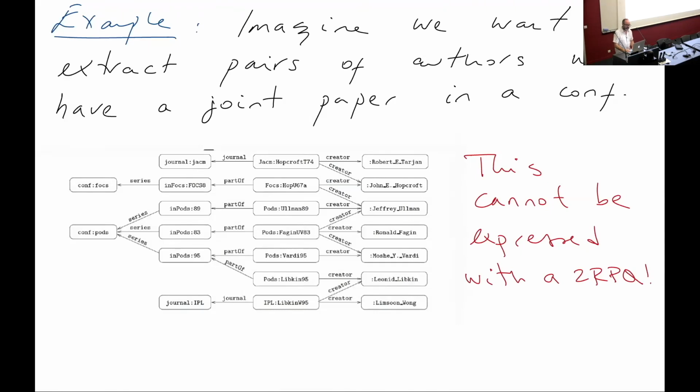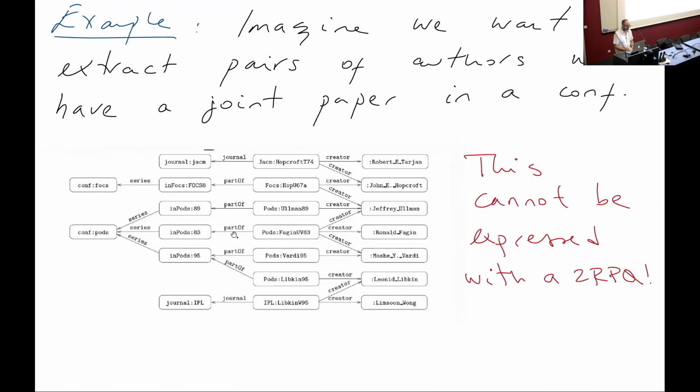Imagine you want to extract pairs of authors who have a joint paper in a conference. This cannot be expressed with a two-way regular path query. So we want to find, for instance, Ullman and Fejin have this joint paper in a conference, right? This one here. So imagine that we want to check whether this is the case with a two-way regular path query. We will try to reverse this creator minus, and then first check whether it's a conference paper.